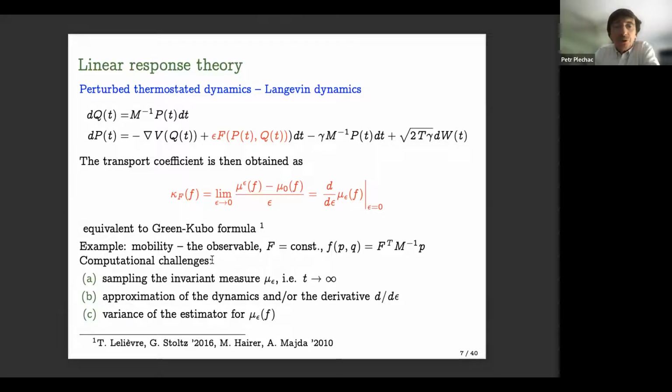So what are the computational challenges? As I said, the dynamics has to run for a long time to sample the stationary distribution. And then we need to find how to approximate the derivative with respect to this parameter epsilon to actually find a formula for this linear response and study the variance of the estimators, both for the derivative and also for the mean of the observable.